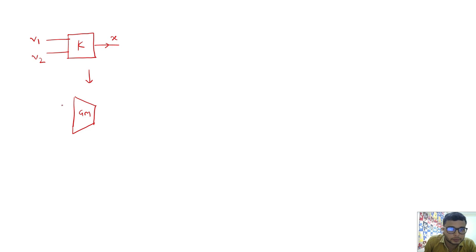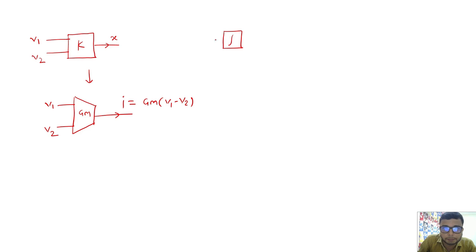This is GM, and it is taking the difference of two voltages and generating the quantity I, and this I is nothing but GM times the difference voltage V1 minus V2. And how is this integrator box implemented? So we know that on the chip, if some quantity X is entering inside it and some quantity Y is coming out, this integrator can be implemented in two ways.